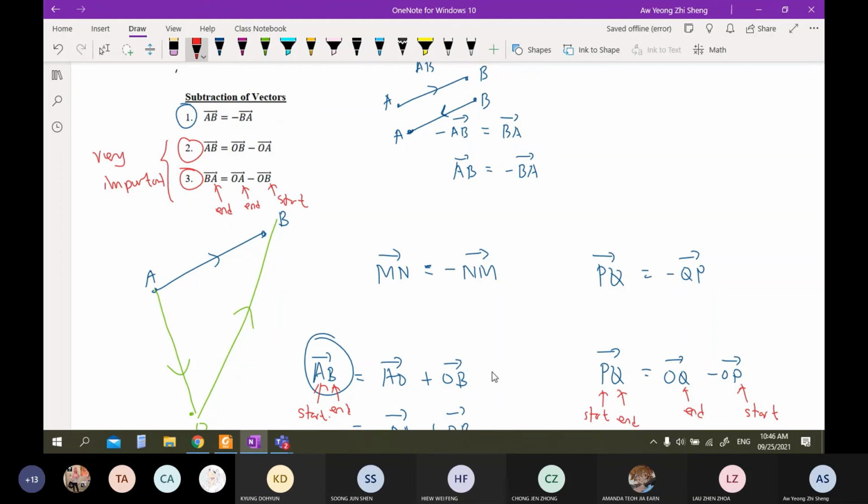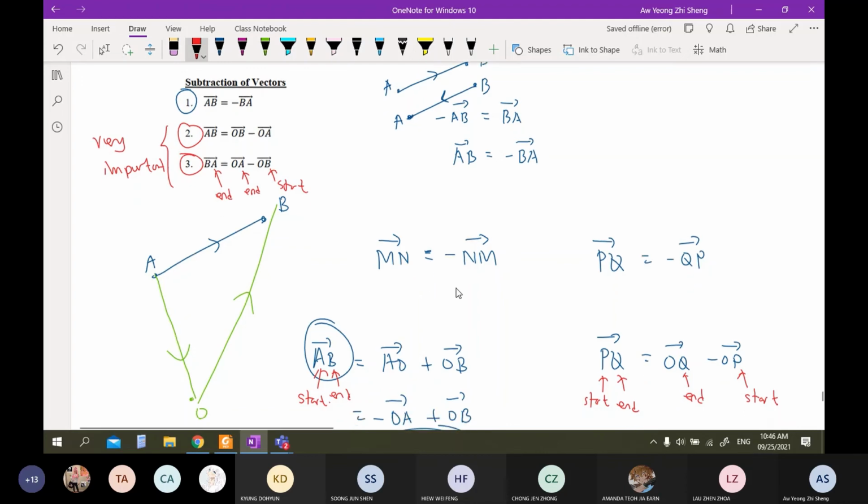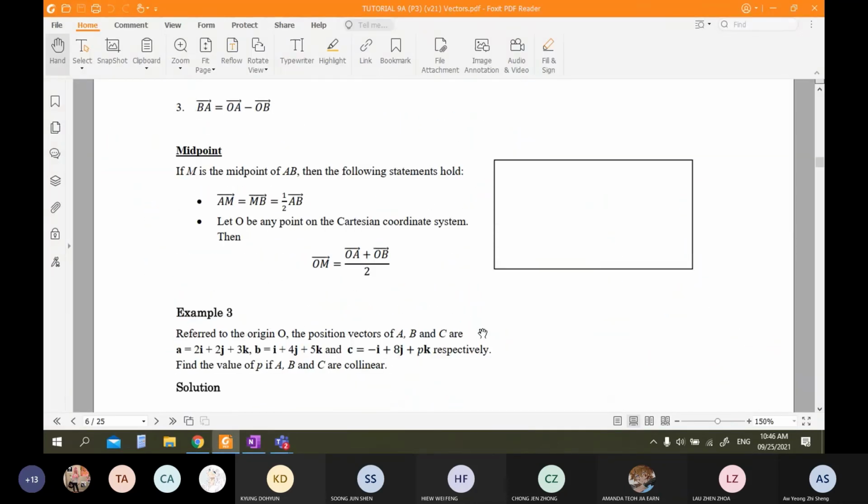Right, so this is a very useful property that we'll use very frequently in our syllabus. So be familiar with this. Okay, next is midpoint.